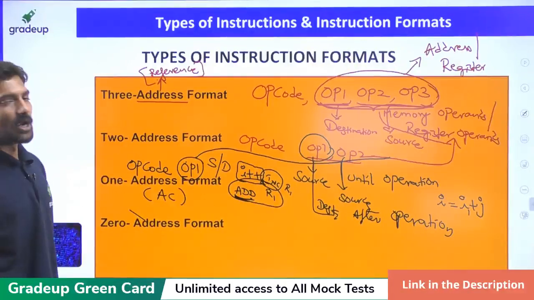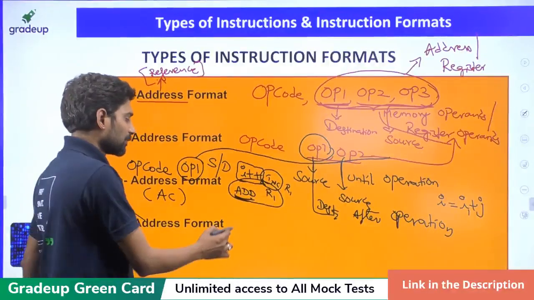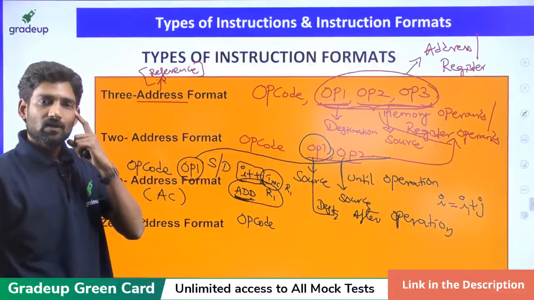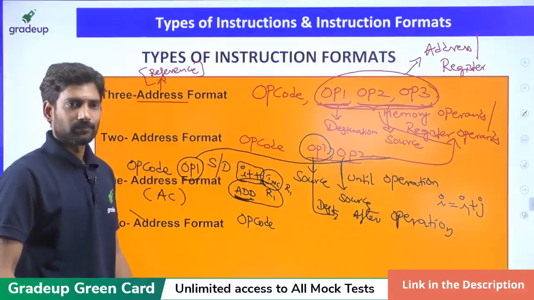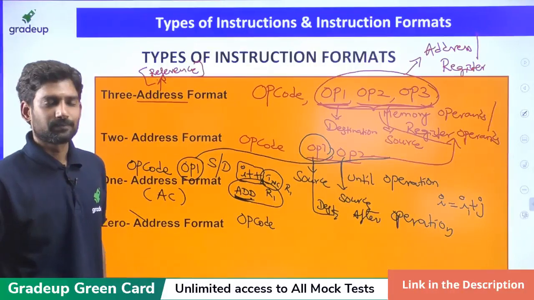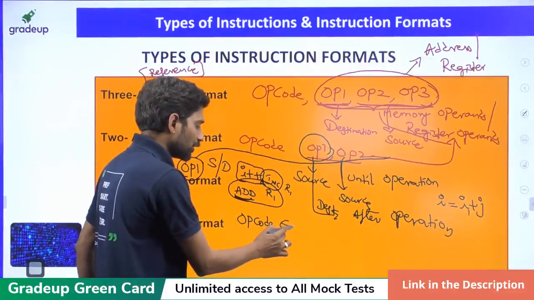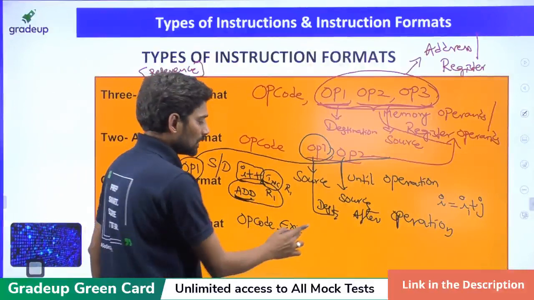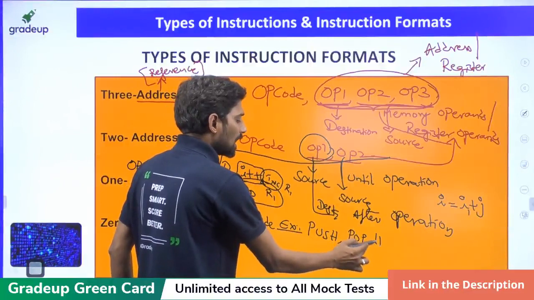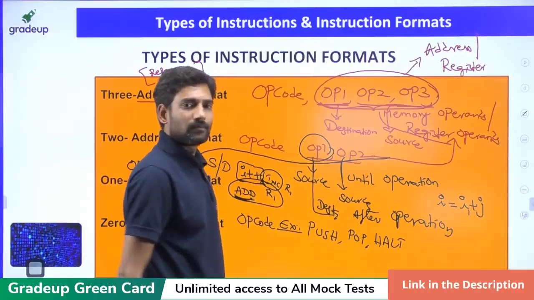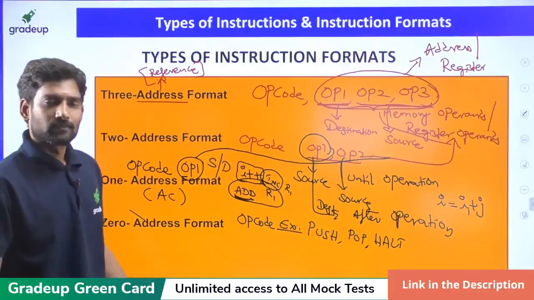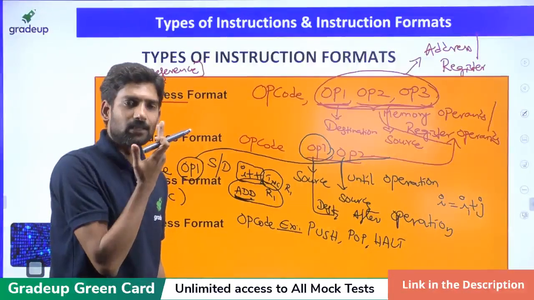And zero address format, that means only opcode. There are no operands. Then without operands, how can an operation be performed? Sir, could you give some example? Yes, why not? Push, pop, halt. Have you ever seen this kind of opcodes? Will there be any operand? No.